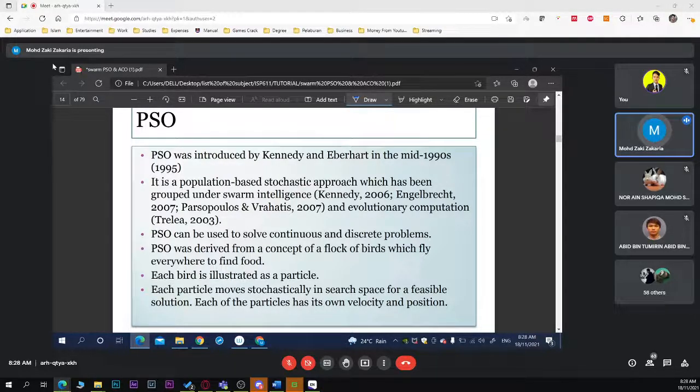What does it mean stochastically? Siapa tahu? Move stochastically. What does it mean?